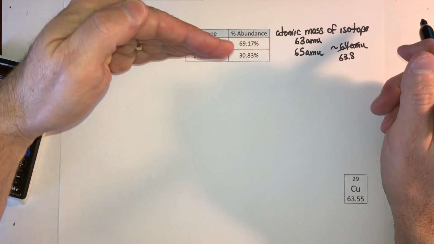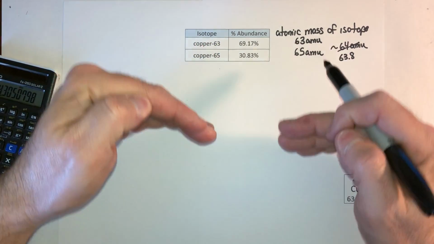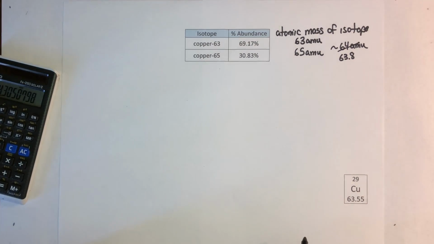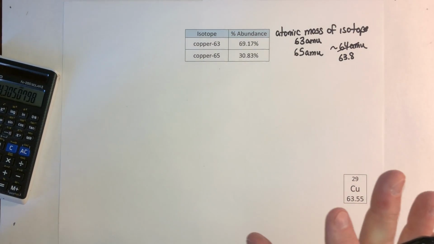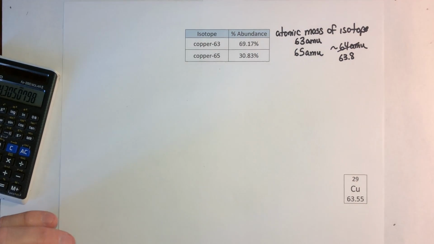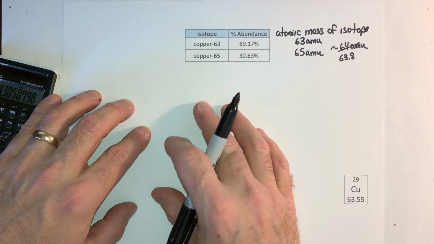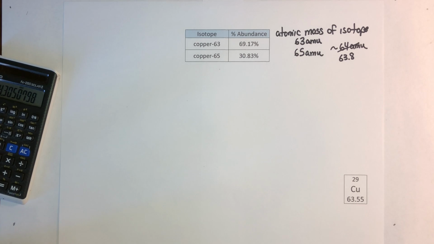Okay, it's not going to be exactly in the middle of the two because you have more of the light one, so it's going to be more towards the light one. Okay, that's just a bit of a prediction. You don't need to do the prediction, but it does help me feel better about my answer. Like if I get an answer that's 63.8 or 63.7, I will feel more confident in it.